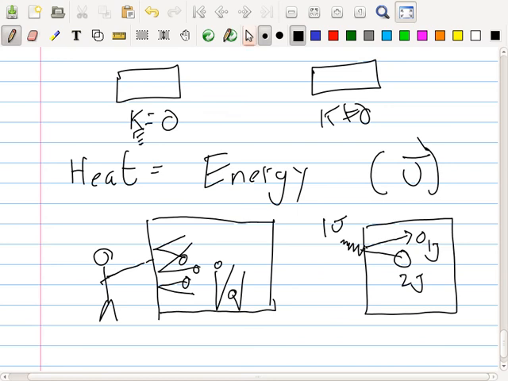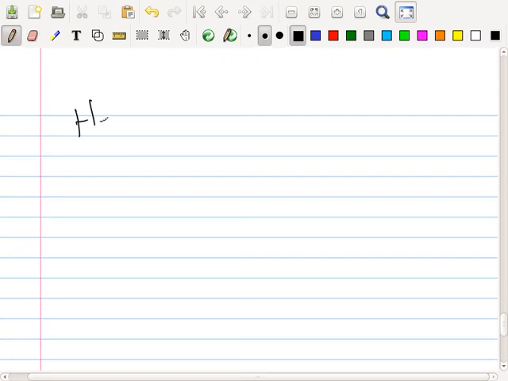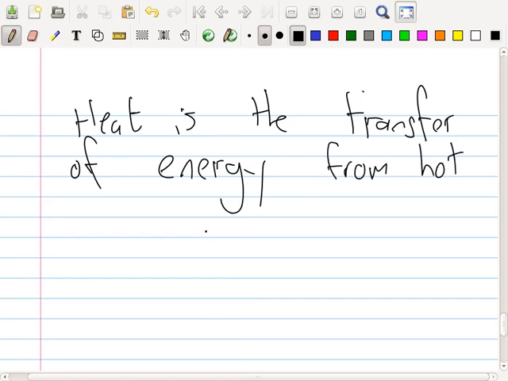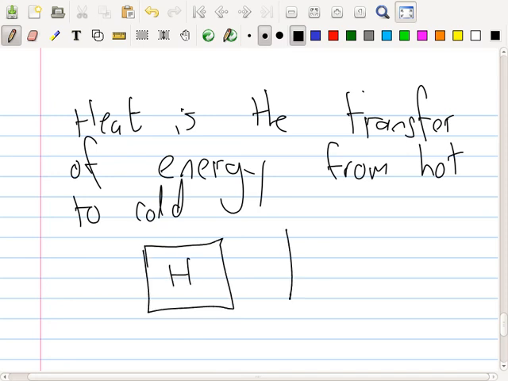So basically, if you want a formal definition, heat is the transfer of energy from hot to cold. So for example, this one's hot and this one's cold, and if you put them together, energy will leave the hot one and go into the cold one.